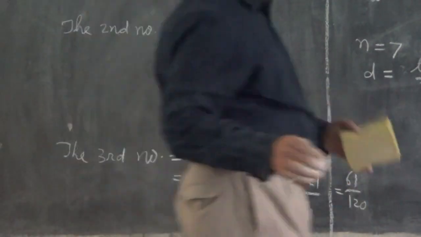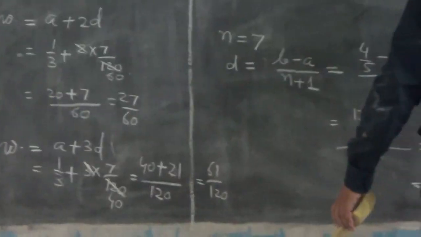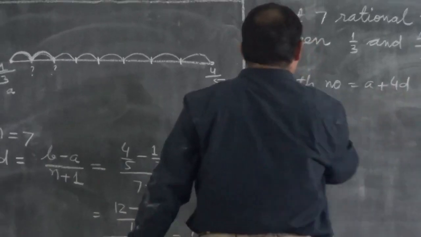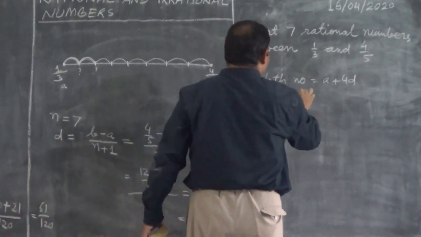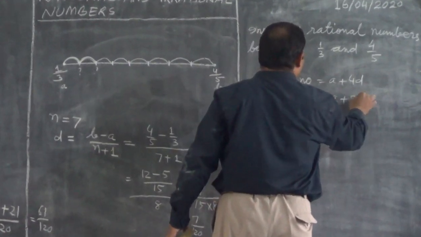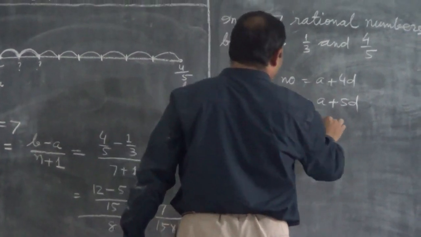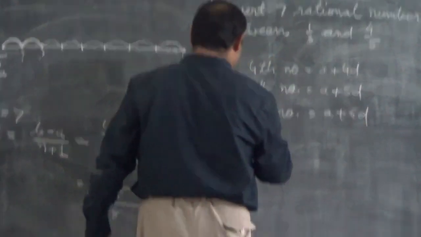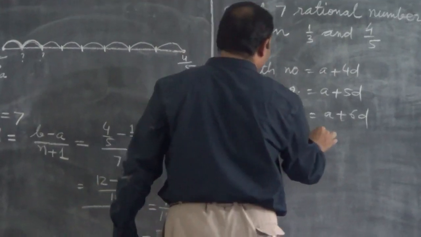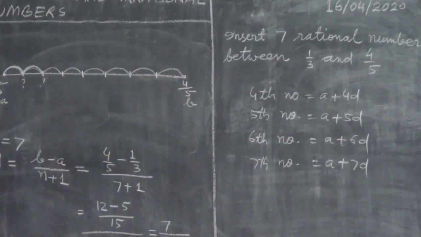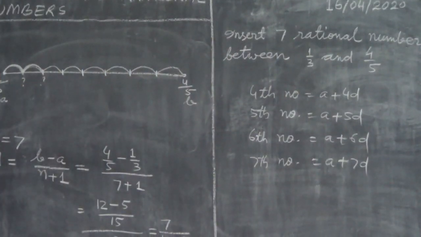So this is the third number. Similarly we can find the fourth number. Fourth number equal to A plus 4D. Fifth number is A plus 5D. Sixth number equal to A plus 6D. And seventh number equal to A plus 7D. And if you write and put the value, you will get the result. Now I will tell you what is the usefulness of this method.